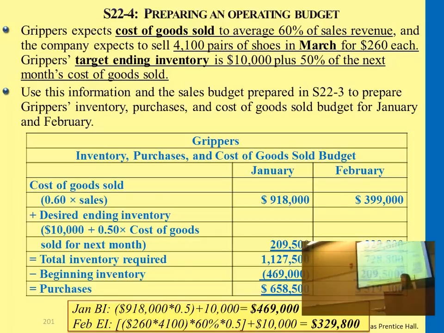The other one you need to refer to is February's sales, and also January's cost of goods sold. For January's beginning inventory, you need to refer to January's own cost of goods sold.